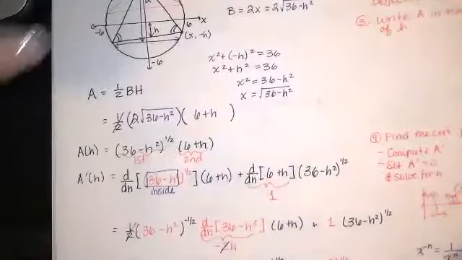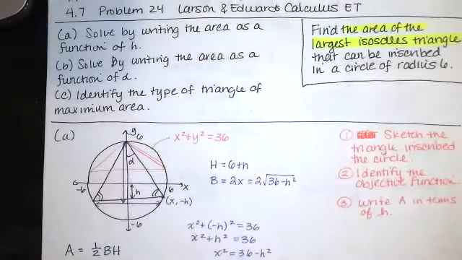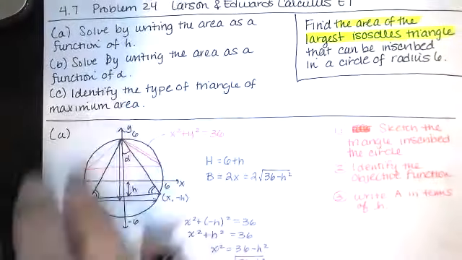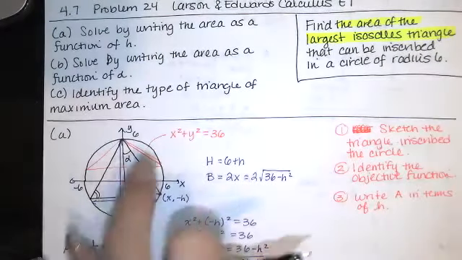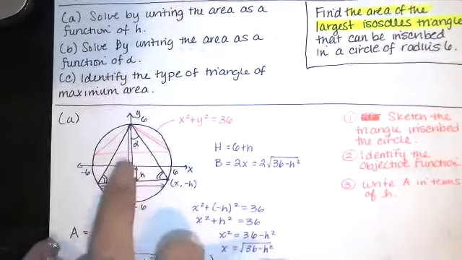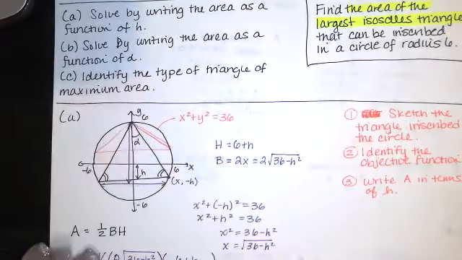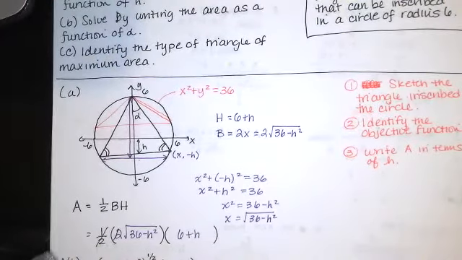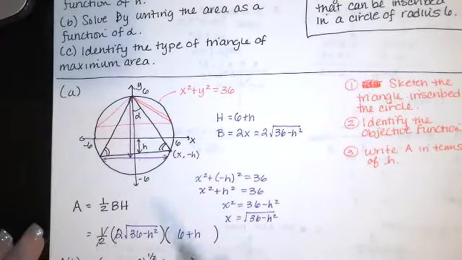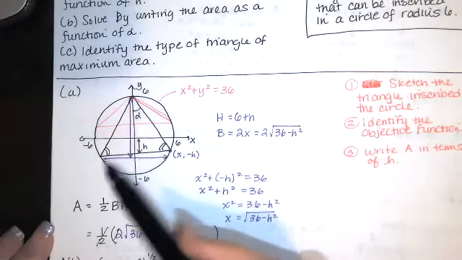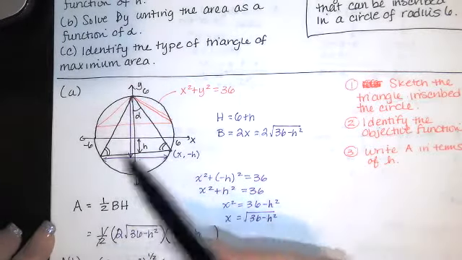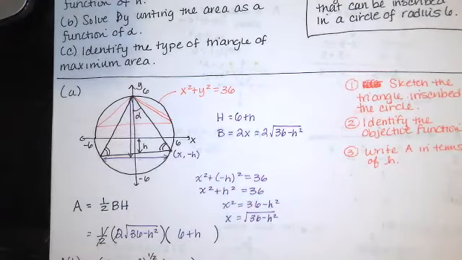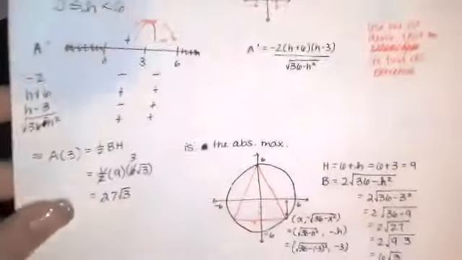Okay, so that was part A. We were asked to solve by writing the area as a function of h. Now we want to solve this problem by writing the area as a function of alpha. I found this a little bit harder myself. There might be a more elegant way than the way I'm about to show you, but writing the area of this as a function of alpha was tough. It was tough for me. But we can do it, and I'll show you how.